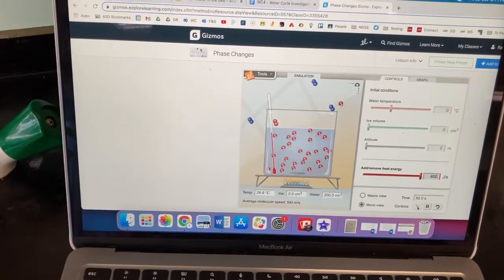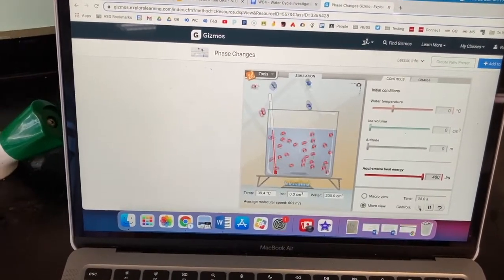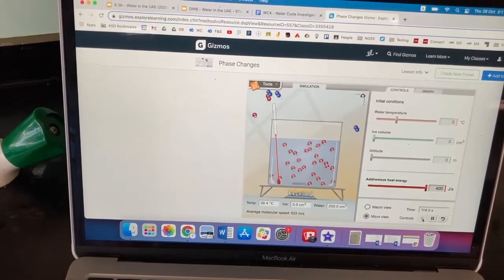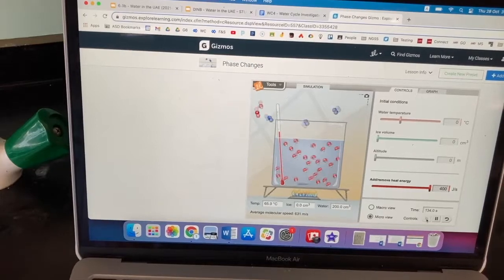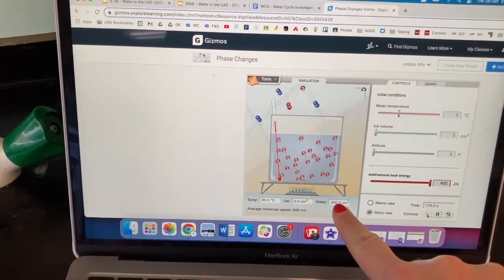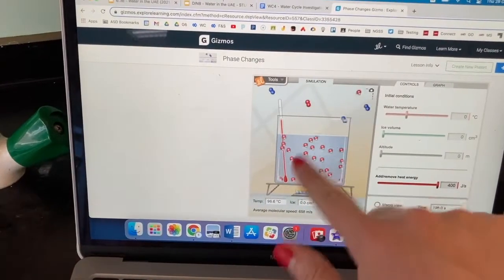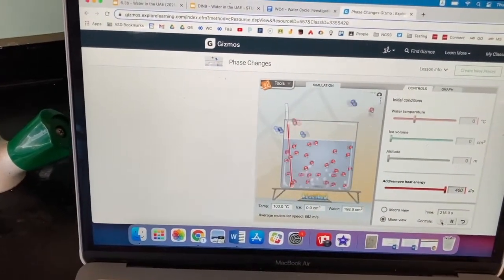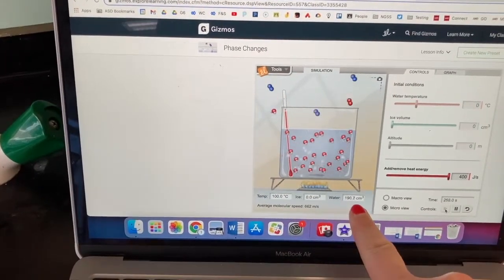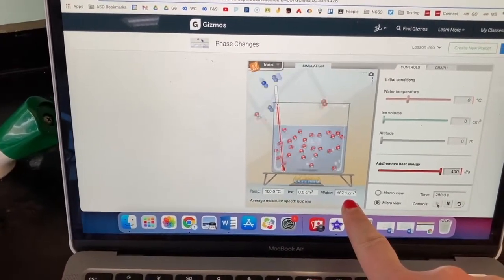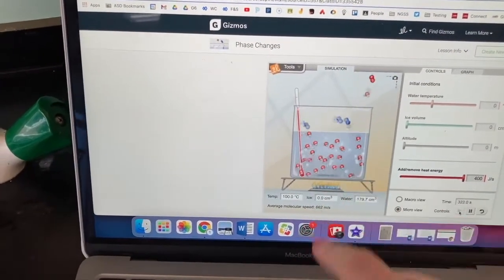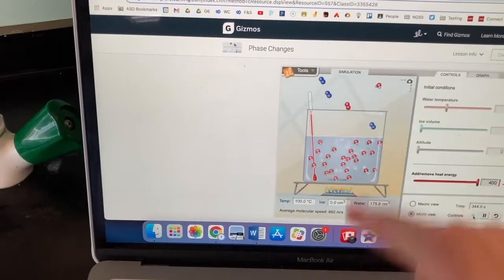Okay, so you can see that the temperature is going up. You can watch and see if the molecule's behavior changes. You can watch and see if anything happens to the amount of water. Right now it seems like the amount of water is staying the same, but the molecules do look like they're speeding up. But look, now that it's at 100 degrees Celsius, the amount of water is decreasing. So some of the water is evaporating or vaporizing as it boils. All right, and if you watch, we just saw a molecule escape.